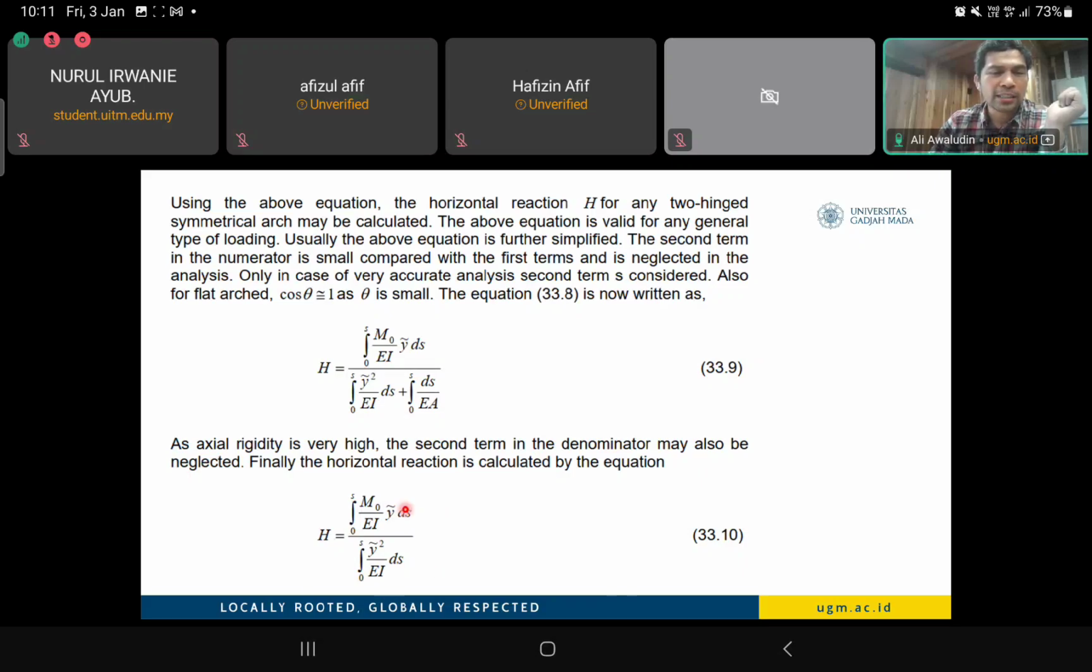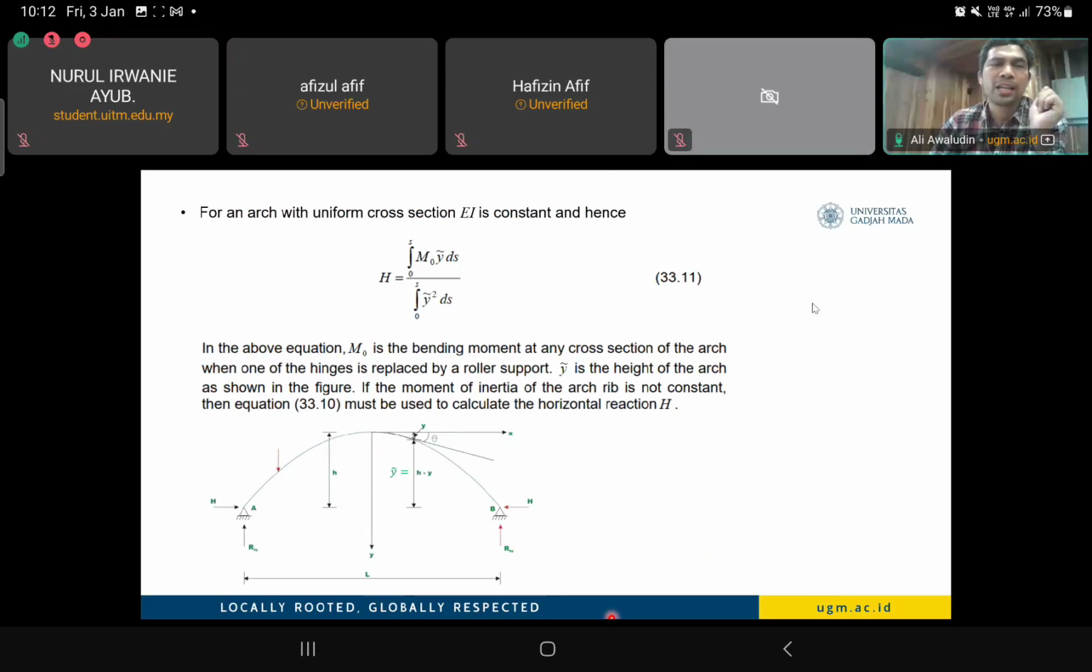And for a structure with uniform cross section, where E and I are the same, we can just eliminate them. So then we come to this equation. So finally we can find out what the force H is here, which is the horizontal reaction at the support of the two hinge structure, using this kind of equation.